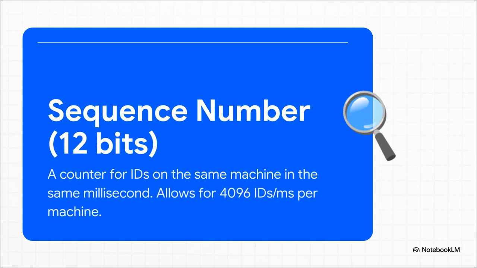But you might be asking, what if one super fast machine needs to create multiple IDs in the exact same millisecond? That's what these last 12 bits are for. It's just a simple little counter that ticks up from 0. This allows a single machine to generate over 4,000 unique IDs in a single millisecond. That's how it gets its incredible speed.